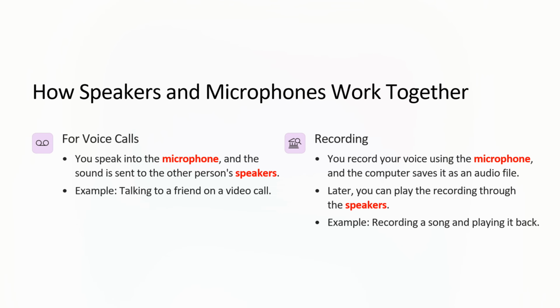How speakers and microphones work together. For voice calls, you speak into the microphone and the sound is sent to the other person's speakers. For example, talking to your friend on a video call. Recording. You record your voice using a microphone and the computer saves it as an audio file. Later, you can play the recording through the speakers. For example, recording a song and playing it back.